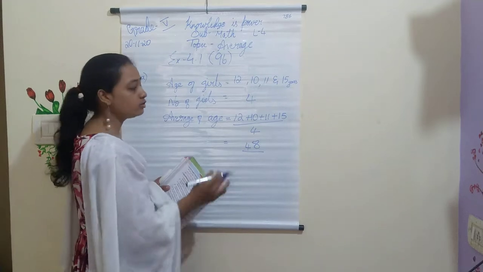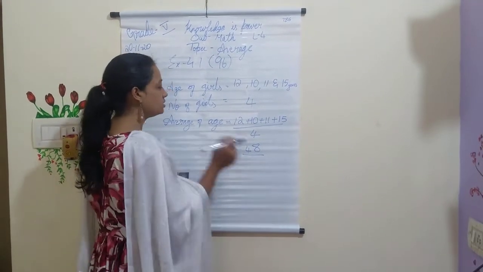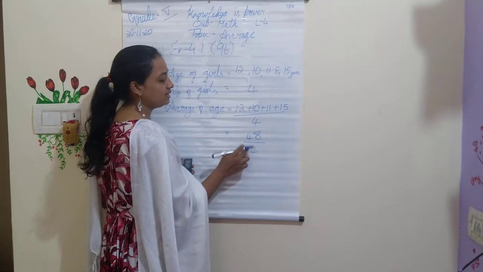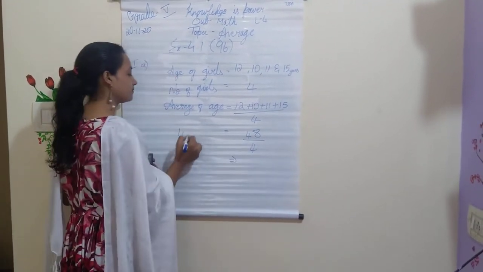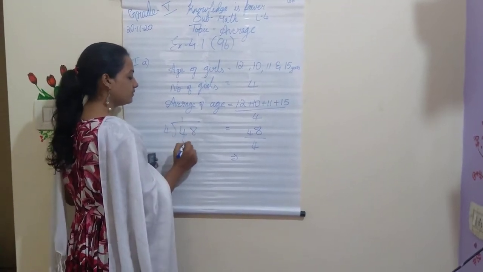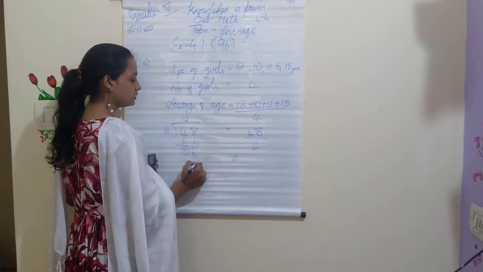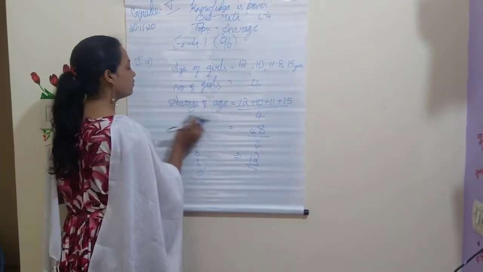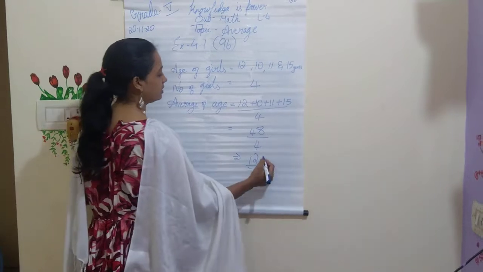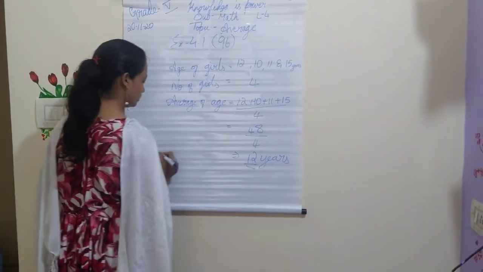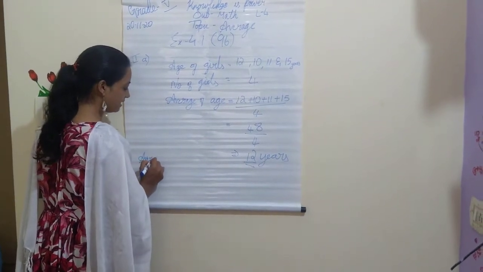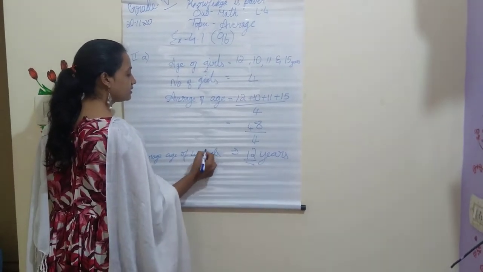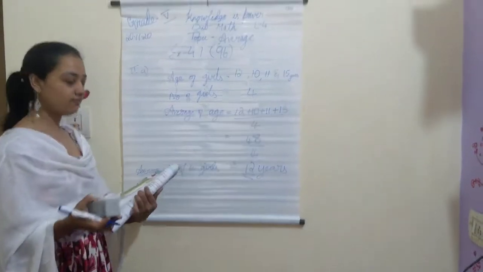Children, addition is very simple, so I am doing it directly. If you have any confusion, write the numbers on the side and add and check it. Divided by 4. Now when you divide this by 4, what is the answer you get? 4 ones are 4. 4 twos are 8. Answer is 12. So the average age of 4 girls is 12 years. So write the statement in the last. Average age of 4 girls is 12 years. So this is the first one.